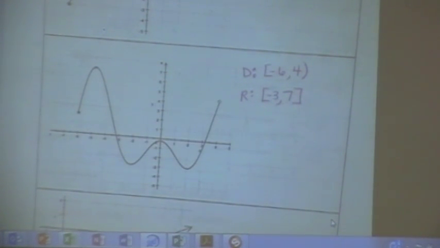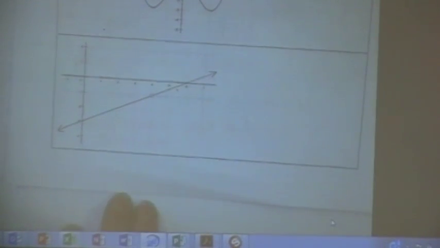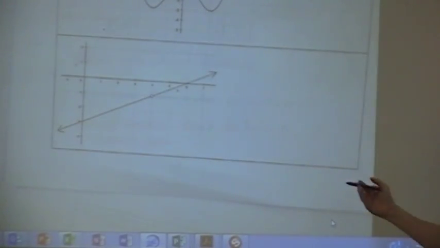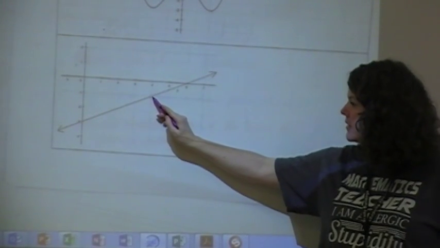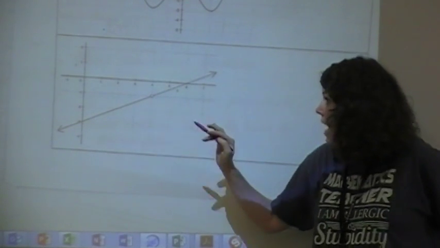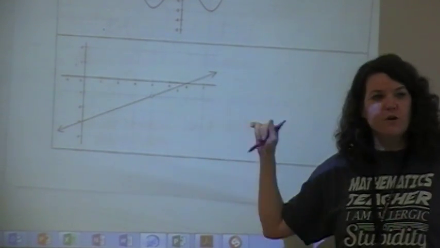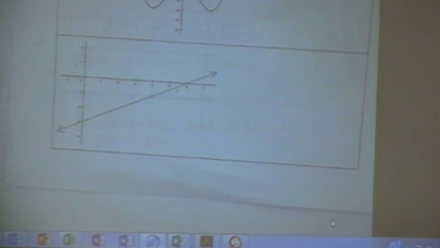Y'all good? Alright, this one's a little strange, because it's all one piece, sort of. It's really two pieces, because this right here is a hole. So it goes from there to here, stops for just a second, and starts over again. So when you write this one, you should have two pieces.